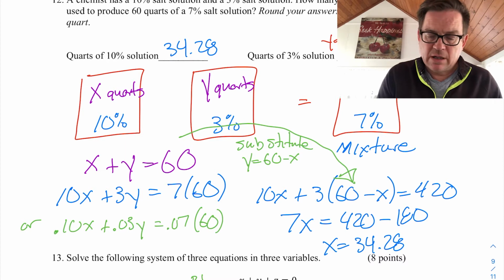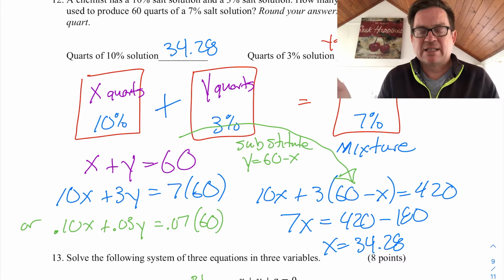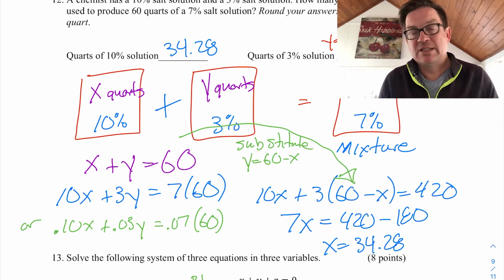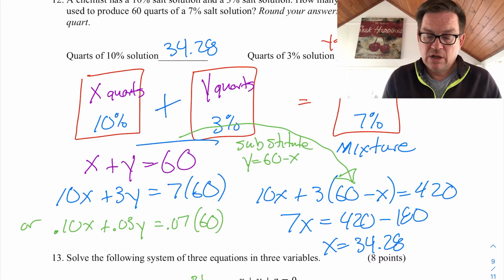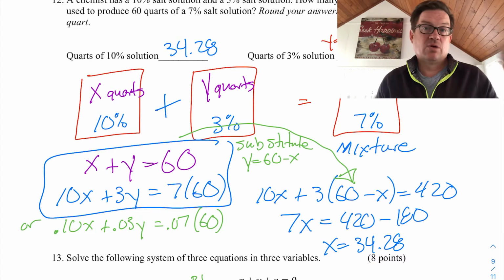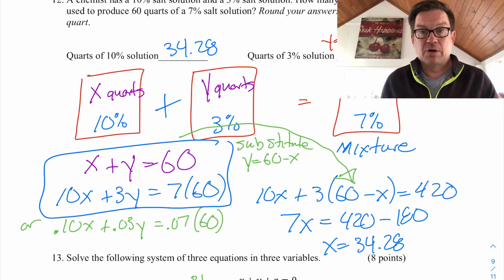I talked about thinking about it in these boxes. I've got one container of x quarts of 10% solution, and I add y quarts of 3% solution. I end up with 60 quarts of 7% solution. So I get two equations out of that. One is x quarts plus y quarts equals 60 quarts. That's the first equation, the purple equation.